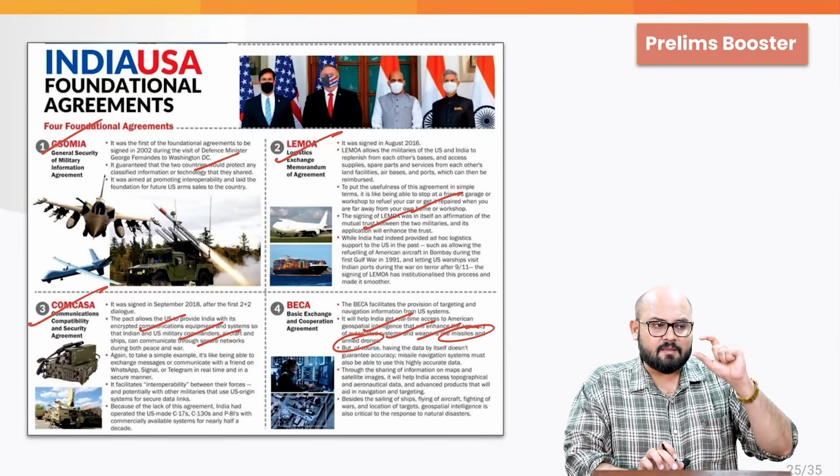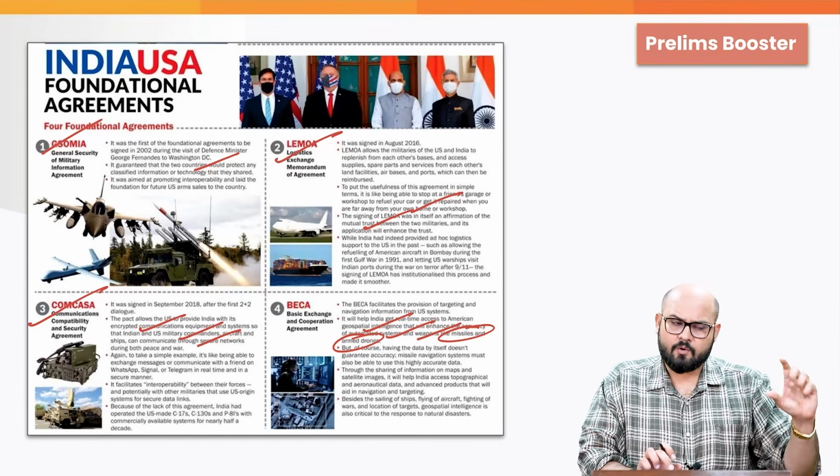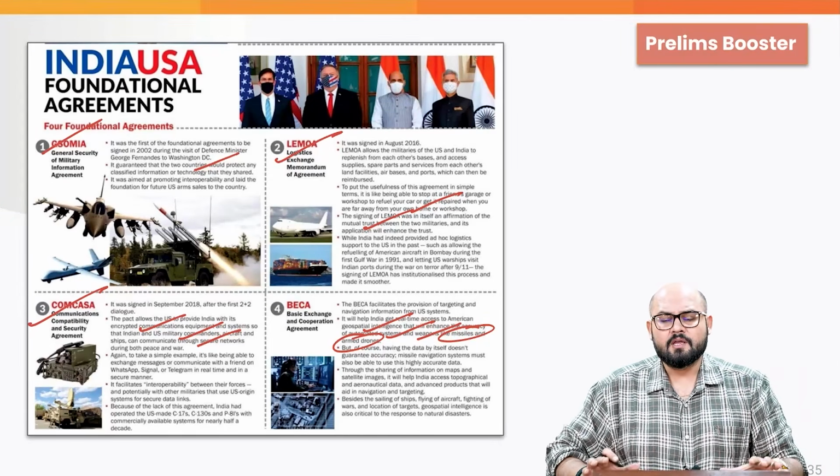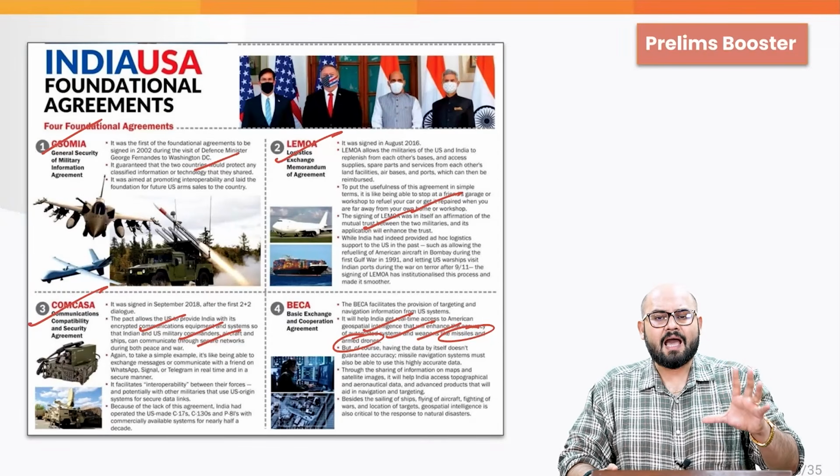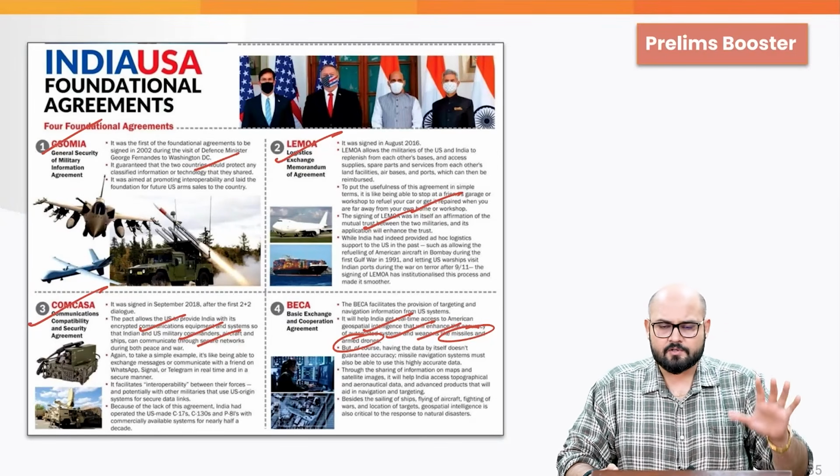Definitely India is a major defense partner of the US. Whatever the situation with respect to trade and tariffs, we still have a very close defense partnership. That is what you'll have to understand. Let's go to the next topic.